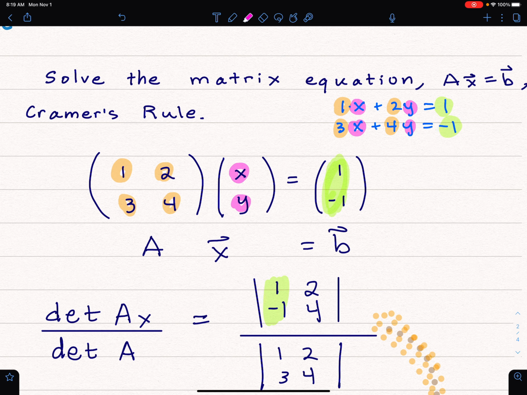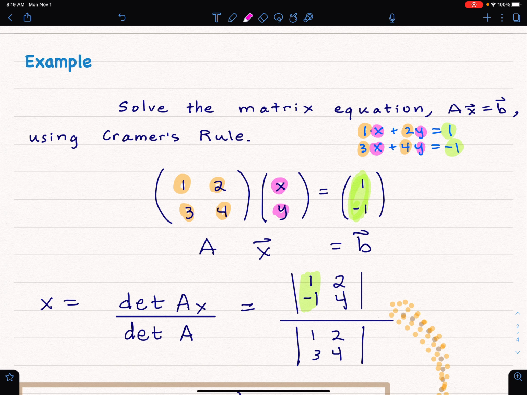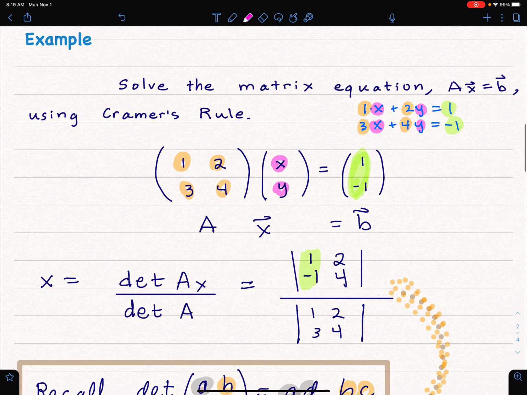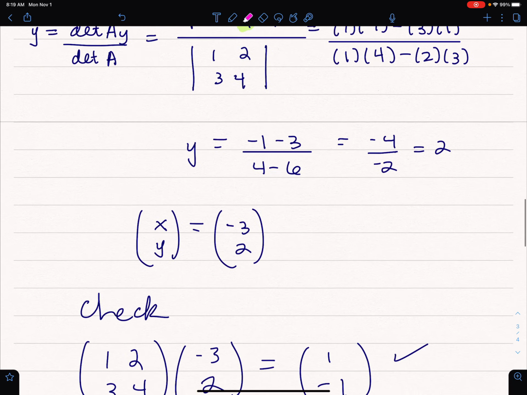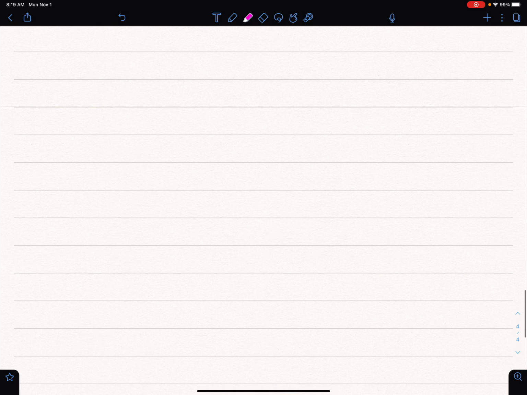Okay, and then I wanted to point out how this could be done for 3 by 3 matrices. So let's do another example where we have 3 by 3 matrices.